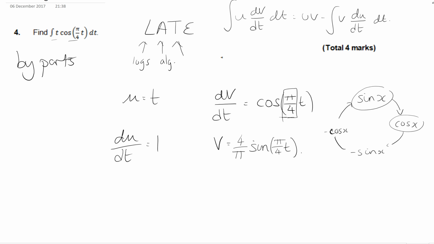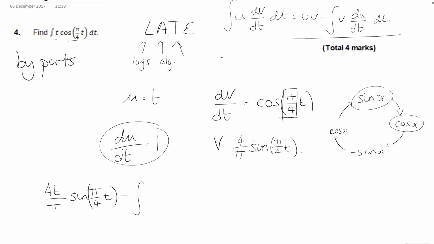So let's put everything together. So using our formula, u times v, so I've got 4t over pi of sine pi by 4t. So that's my u term times my v term, and I'm subtracting. Now luckily, or skillfully if you like, this is 1, so I'm just having to integrate my v term. It's the whole point of this, that we should end up just having 1. I'm not going to go as far as saying nice, but relatively straightforward integral to do that.